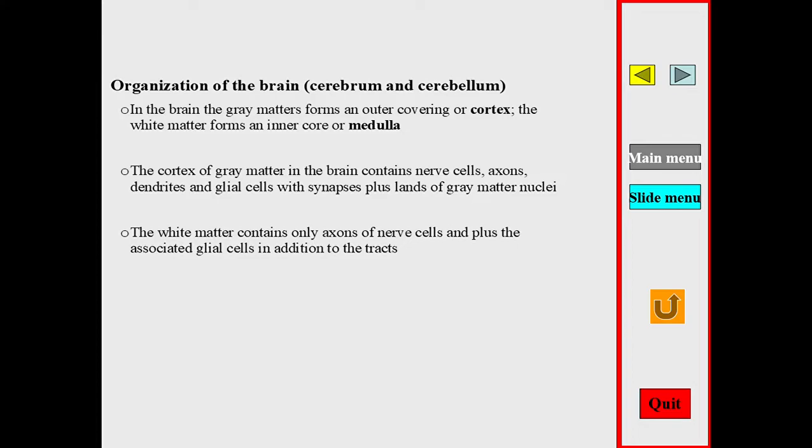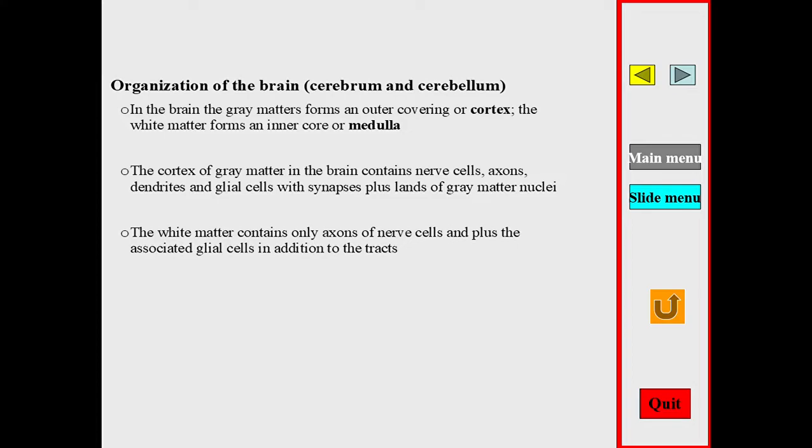This organization is important: in the brain, the gray matter is on the outside, unlike the spinal cord, where the gray matter is in the middle of the white matter. For the brain, the gray matter is from outside, and it forms the cortex, and the white matter forms the inner medulla of the brain.